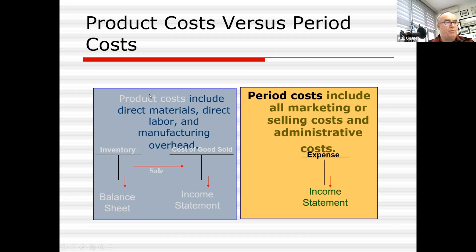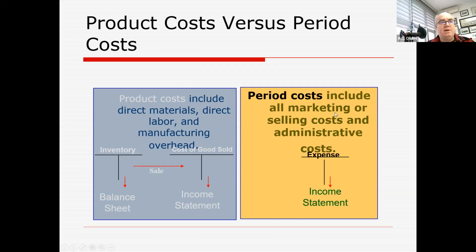So what ends up with product costs is that they become part of the cost of your inventory. And if you're able to sell them during this period, they go to the income statement where they're recorded as cost of goods sold. And the inventory that is not sold, that remains unsold at the end of the period, stays in the balance sheet as ending inventory.